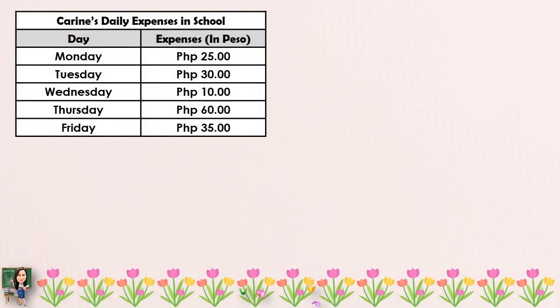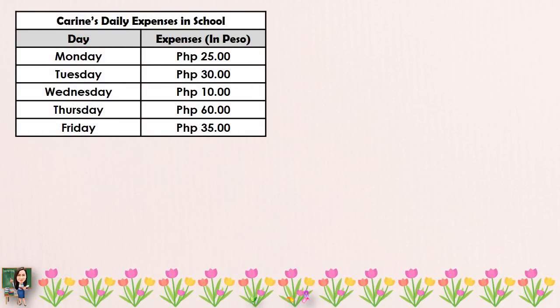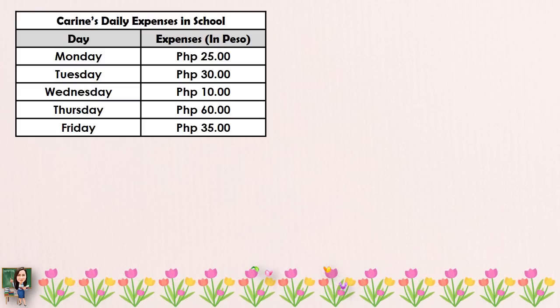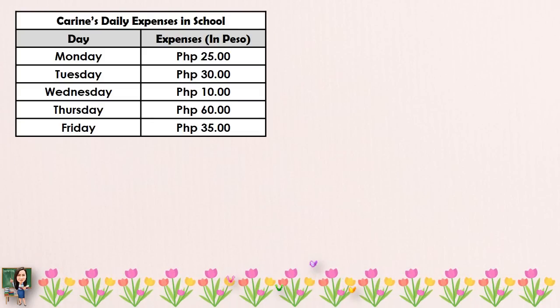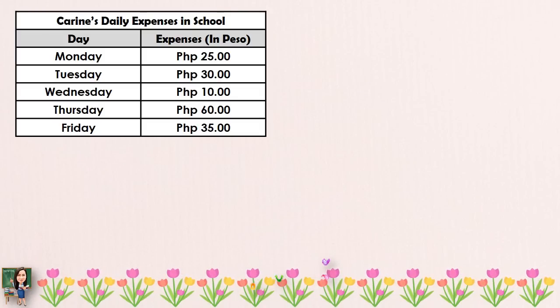Here is the tabular form with the title, Karine's Daily Expenses in School. The days are from Monday to Friday. Expenses in peso on Monday is 25 pesos. Tuesday is 30 pesos. Wednesday is 10 pesos. Thursday is 60 pesos. And Friday is 35 pesos.